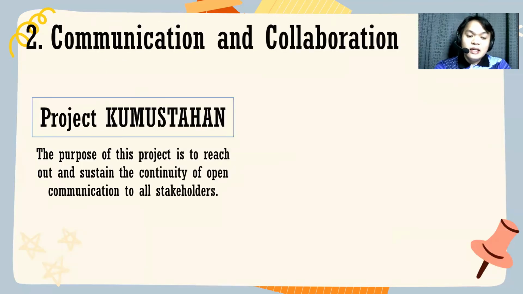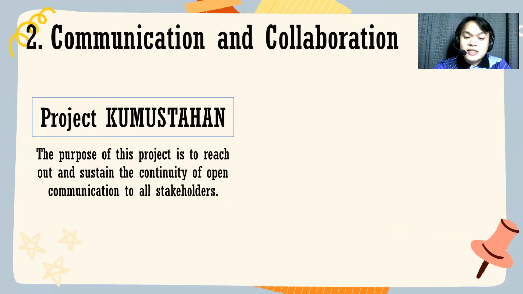The second C is communication and collaboration. When the distance learning started up to the present, we established open communication to our internal and external stakeholders. We have the so-called Project Kumustahan. The purpose of this project is to reach out and sustain the continuity of open communication to all stakeholders.